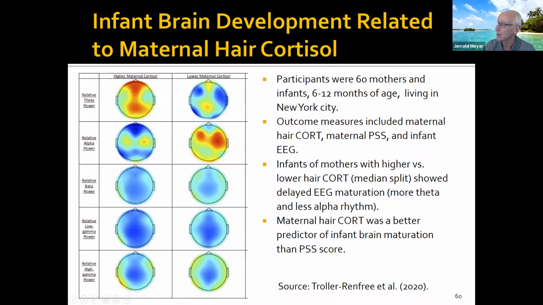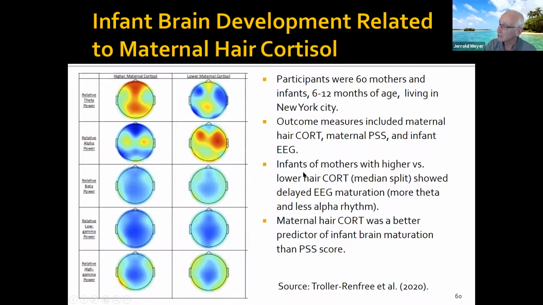So the participants were 60 mothers and their infants, 6 to 12 months of age, from New York City, a variety of outcome measures. And the important ones for us here are the hair cortisol, the mother's PSS scores, perceived stress, and EEG that Sonia collected, and that Kim does a lot of work with EEG as well as neuroimaging. So what I'm showing here is kind of a simplified version of the data for purposes of presentation.